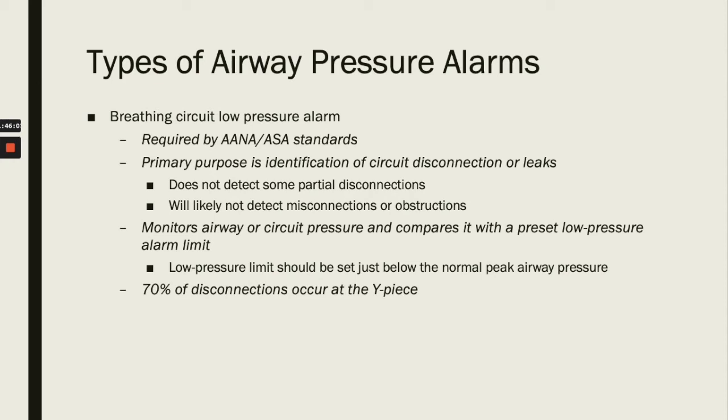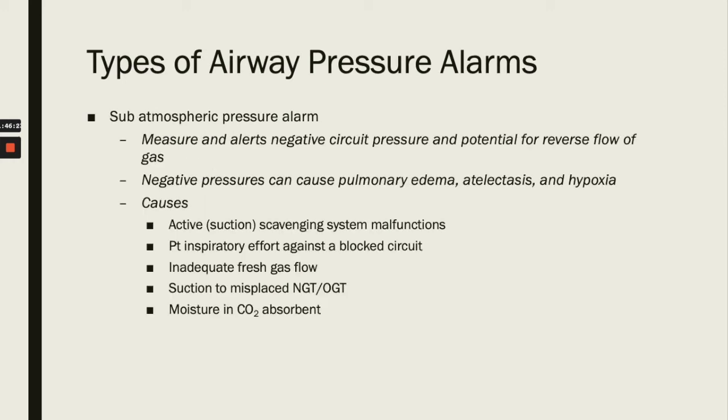That's because it's a normal connection, the connection that you make the most. If you have to disconnect to suction the ET tube or something of that nature, you disconnect for a second, it'd be more common there than anywhere else within the circle system. Okay, and the sub-atmospheric pressure alarm measures and alerts against negative circuit pressure and potential reverse flow of gas. Negative pressures can cause pulmonary edema, atelectasis, and hypoxia.